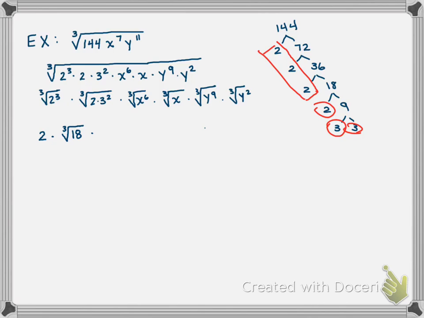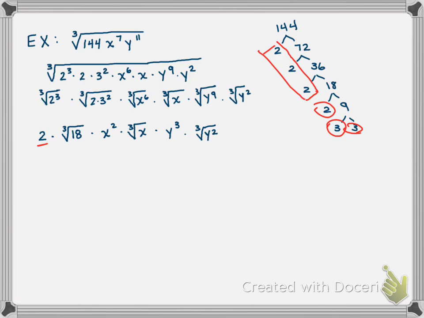And then what's the cube root of x to the 6th? Squared. And then times the cube root of x. And the cube root of y to the 9th is y to the 3rd. Again, we're just dividing those exponents by 3. And then times the cube root of y squared.